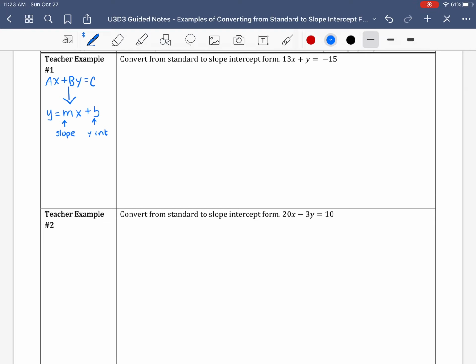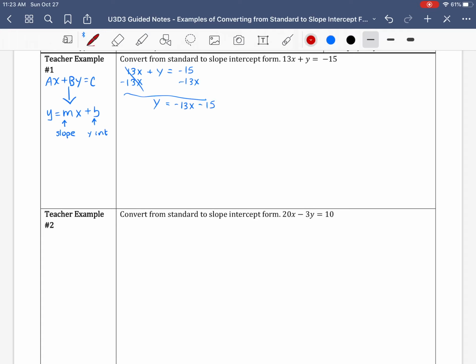So our first example asks us to take the equation 13x plus y equals negative 15 into slope-intercept form. Because slope-intercept form isolates our y variable, our first step has to be to get rid of our x. In order to get rid of x, we need to do the inverse, which in this case is to subtract 13x to both sides. The 13x and the negative 13x cancel each other out to 0, and we're left with y equals negative 13x minus 15.